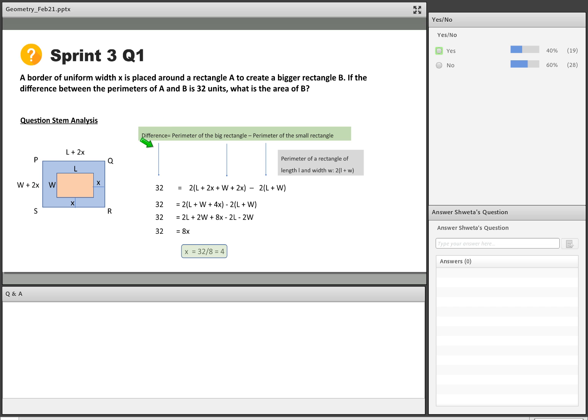Now, 32 is the difference. I'm given that. Perimeter of the big rectangle is 2 times length plus width, where length is L plus 2x, width is W plus 2x. And for the small one, 2 times L plus W. You just simplify this, you get the value of x as 4. So this question stem alone was sufficient to give you the exact width of the border.